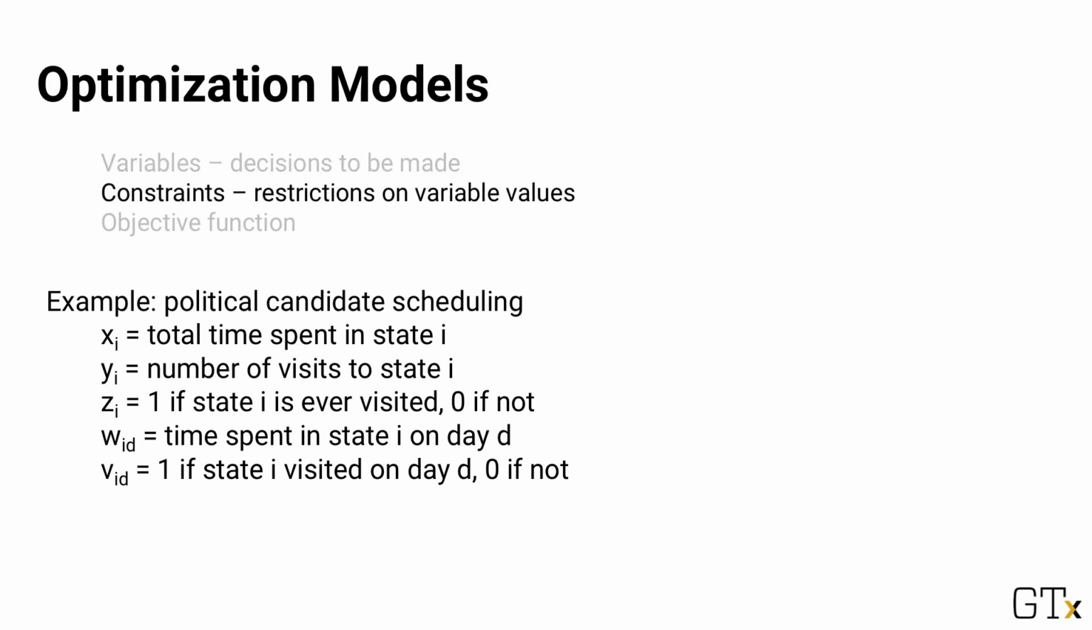The constraints in a model are restrictions on those decisions that we make, restrictions on values of the variables. For example, we might have restrictions like these. There are only 30 days left in the campaign, so the total time the candidate spends in all states can't be more than 30 total days. In other words, the sum over all states i of Xi, the time the candidate spends in state i, must be less than or equal to 30.